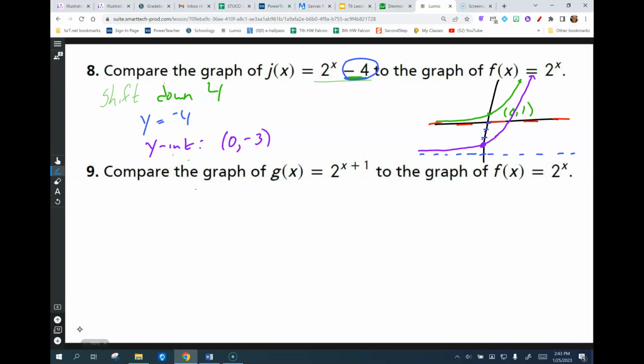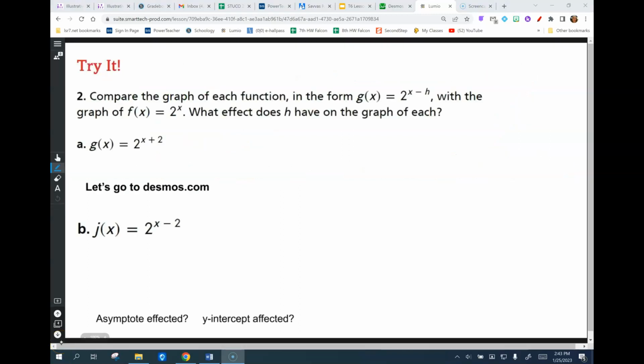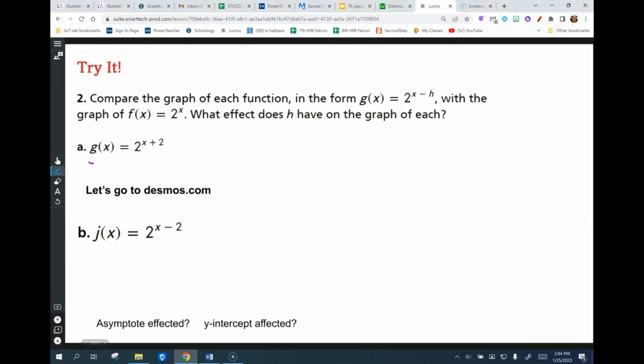We're going to come back and practice some more in a bit. Now back to page 132, it says compare the graph of each function in the form of g of x equals 2 to the x minus h with the graph of 2 to the x. What effect does h have on the graph of each of these? Now you might remember what's going to happen, but what we're going to do right now is take this function right here, 2 to the x plus 2, and go out to Desmos.com and graph this and see what happens.